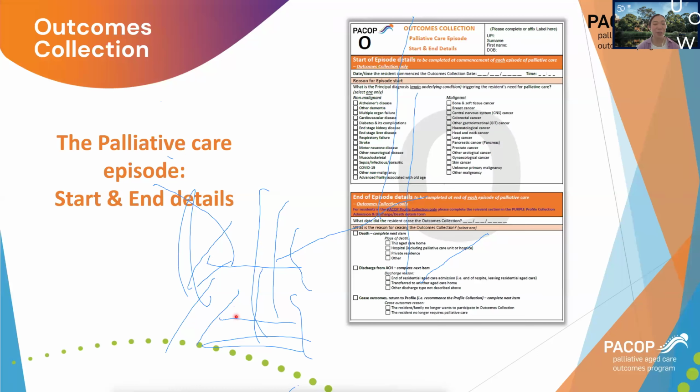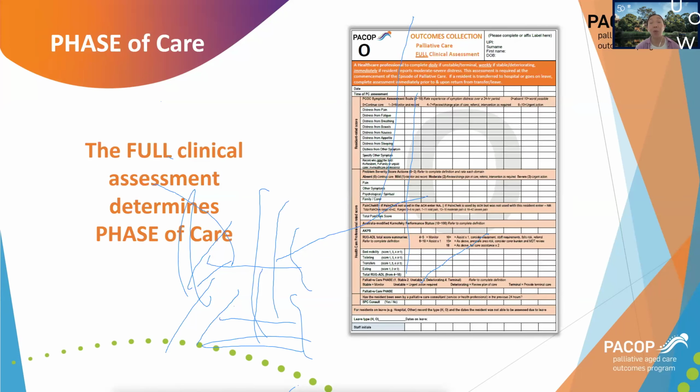Right. I wonder, just to stop and pause, is there anything else apart from those lists, from that information there? Is there anything else you feel needs to be added? So feel free to write in the chat box as we go along. Now, once we're in the outcomes collection, we then complete a full clinical assessment that determines the phase of care.